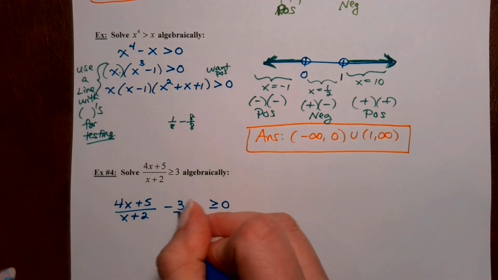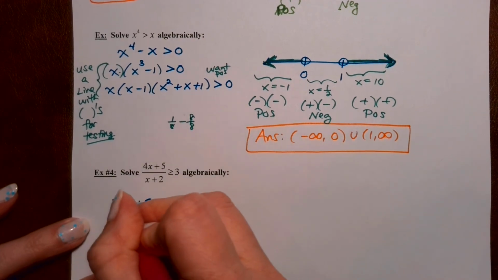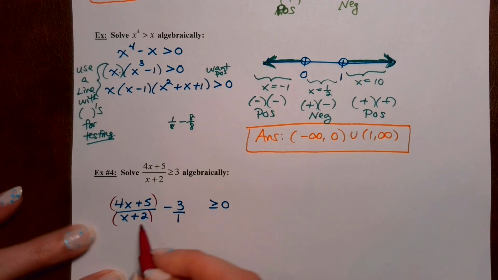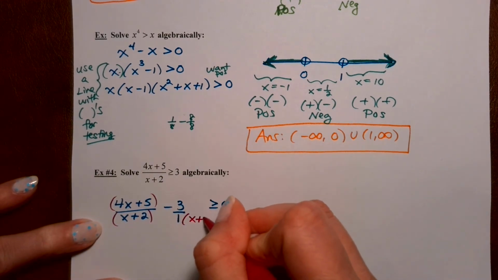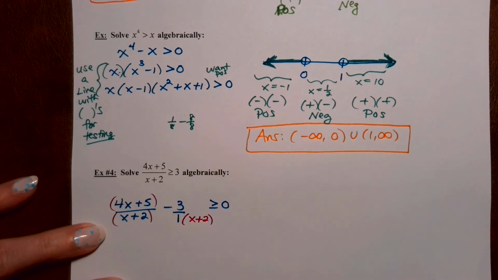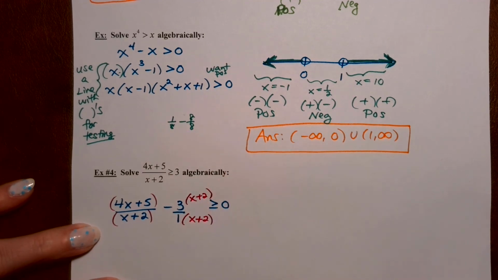Okay, so this is 3 over 1. So it seems like I'm subtracting fractions. All right, how do you subtract fractions? You're going to have to make common denominators. Okay, these are quantities. So if this denominator has the quantity x plus 2, this denominator needs to get that same quantity. But what you do to the bottom, you're going to have to do to the top. Okay, so now they have common denominators x plus 2.